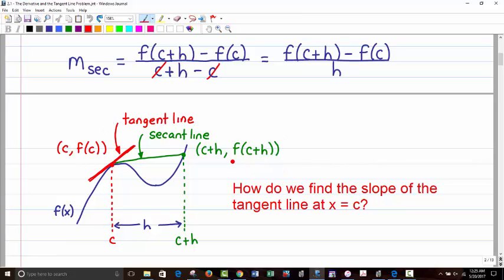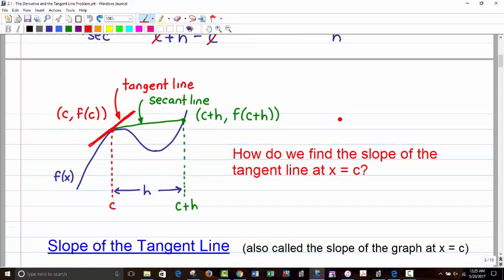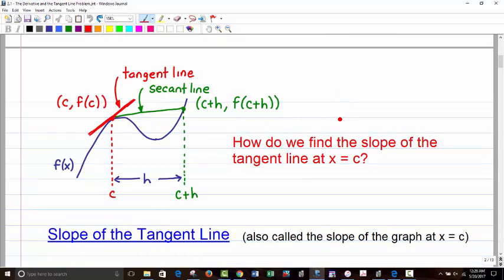So anyway, we're essentially moving those 2 points infinitely close together. And suppose we want to find the slope of the tangent line, which is also known as the slope of the graph at x equals c. This is the first time in calculus you're going to encounter finding the slope at a point. Anywhere else it would have been like the slope of the secant line, the slope between 2 points. This is the slope at a single point.